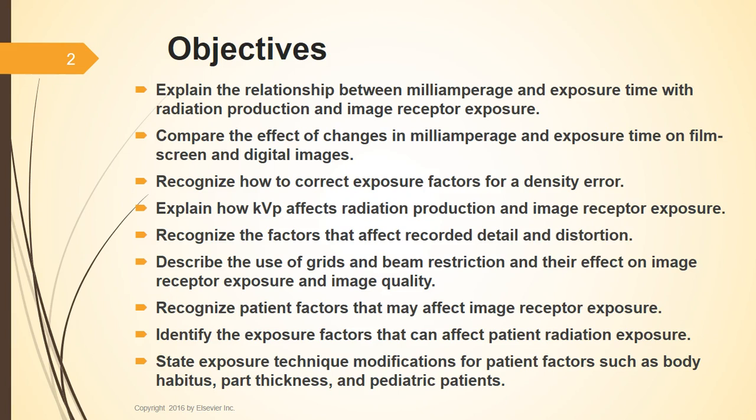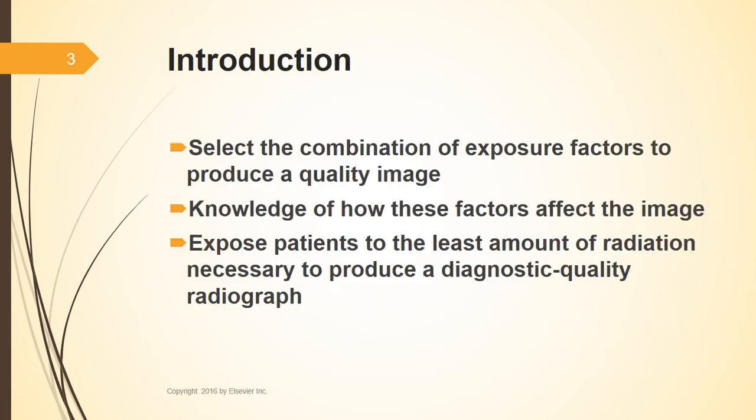Then we're going to recognize how to correct exposure factors and then talk about kVp with production and exposures, and then talk about the factors that affect recorded detail, distortion, and describe the use of grids, beam restriction, and patient factors and how they affect the image receptor exposure, and then exposure factors that can affect exposure. I know that sounds like a lot of words. And then we're going to talk about how we modify those techniques for patient factors that may come into play. That can include body habitus, part thickness, and pediatric patients. And I'm sure you've covered all that in Intro to Patient Care.